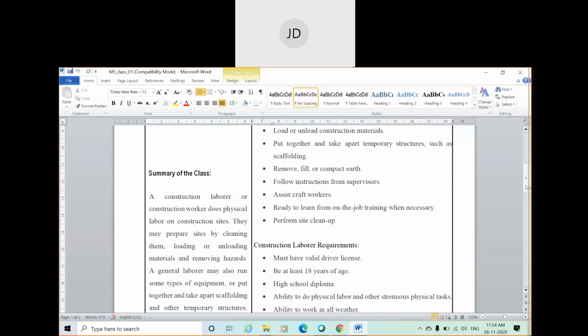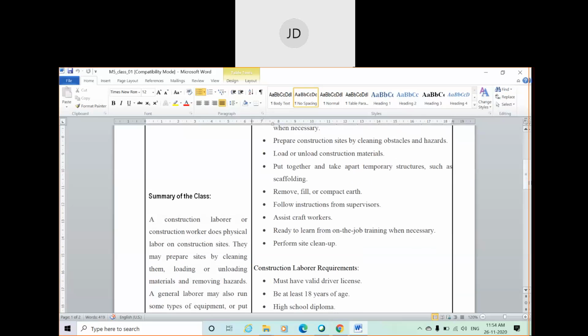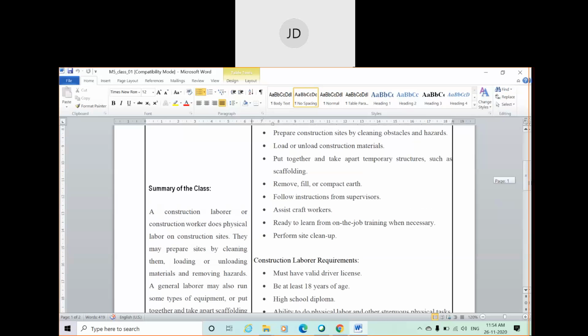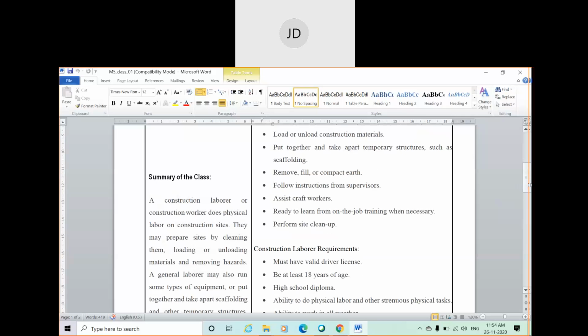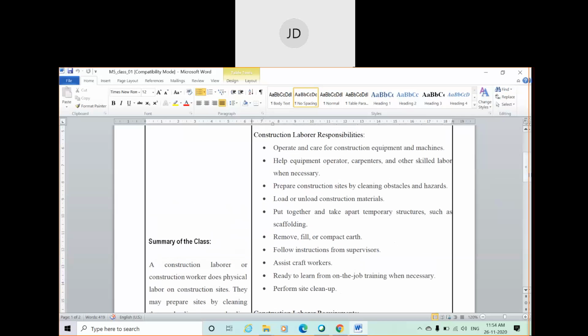Then assist craft workers, and be ready to learn from on-the-job training when necessary. If possible and necessary, a training session should be organized for the construction labor. They should feel the responsibility to update their techniques also. So they have to go for training if necessary, then perform site cleanup. This is very basic. So this is the overall responsibility of the construction labor.